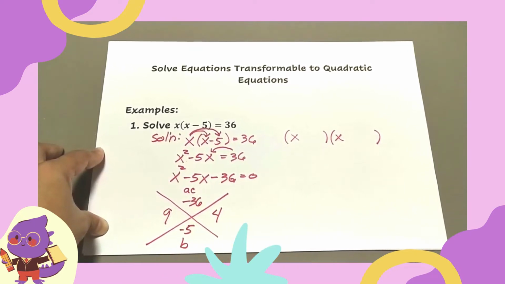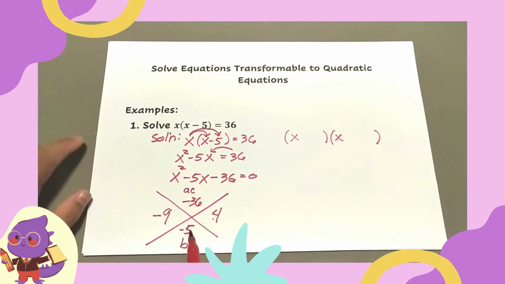Okay, since negative 5 yan, gagawin nating negative yung 9 para negative 9 times 4 is negative 36 and negative 9 plus 4 is negative 5. Okay, i-attach ko dito sa video na to yung factoring technique natin ng quadratic trinomial. Okay, para ma-review kayo dyan.